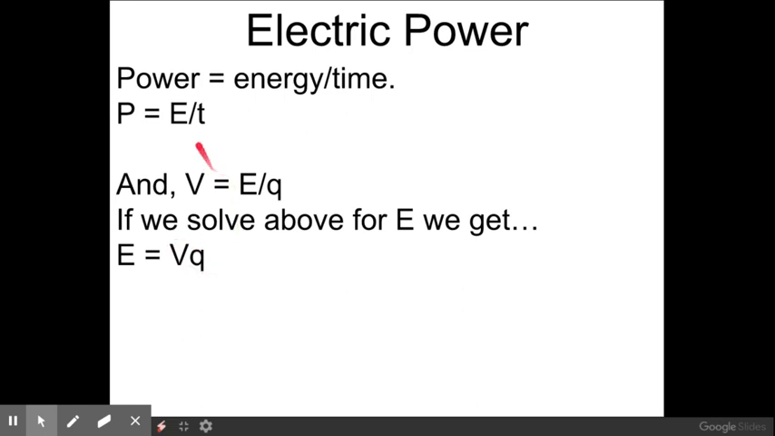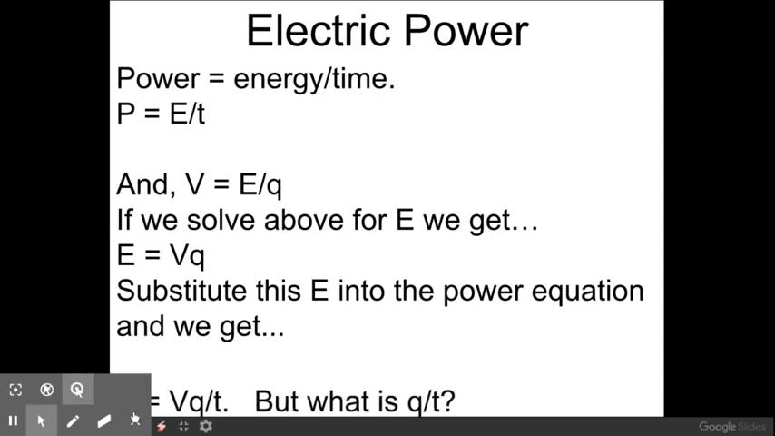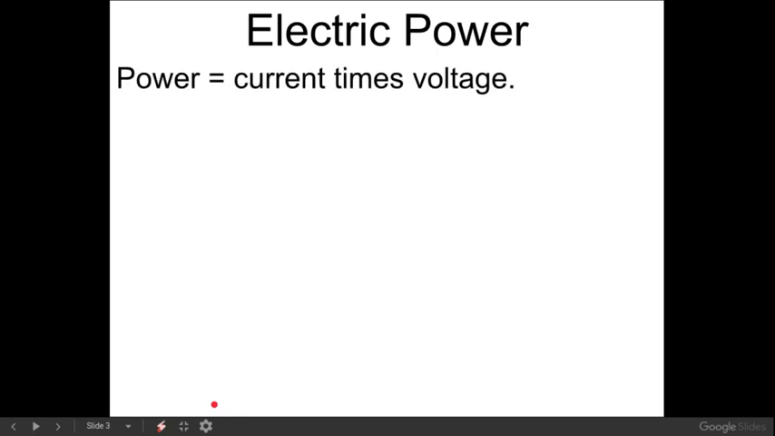Now let's take this energy and substitute it up into the power equation, and we will get, in this case, power is equal to voltage times charge divided by time. But what is charge divided by time? We also learned on Monday that that is current. So what we wind up getting is this: power is current times voltage. And written in equation form, it looks like this: power equals I times V.